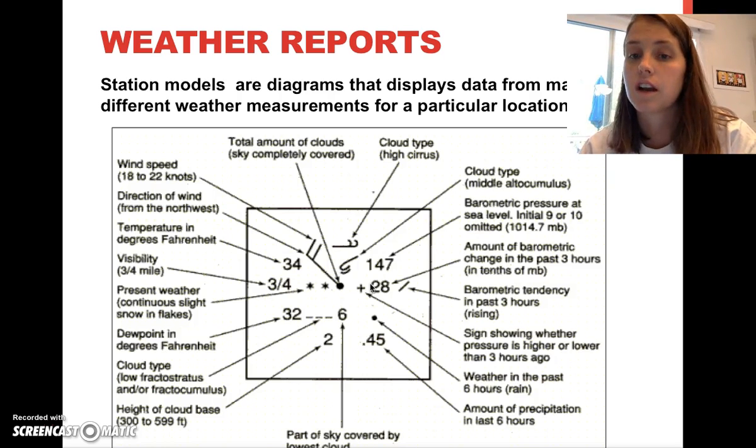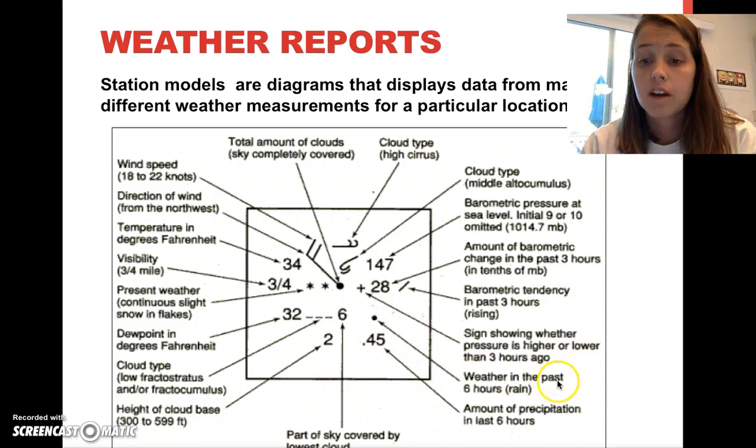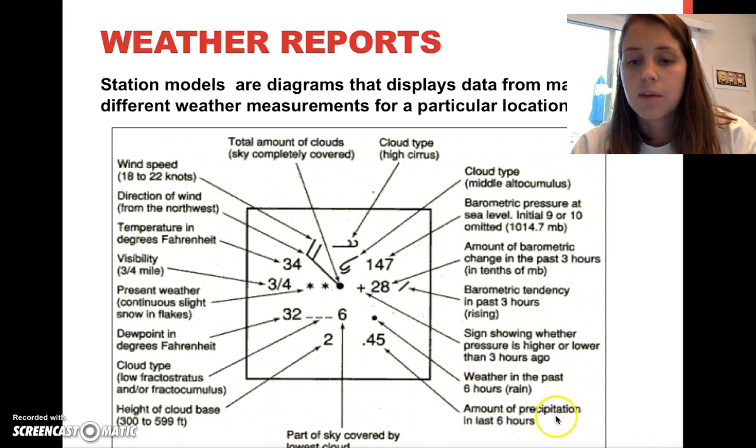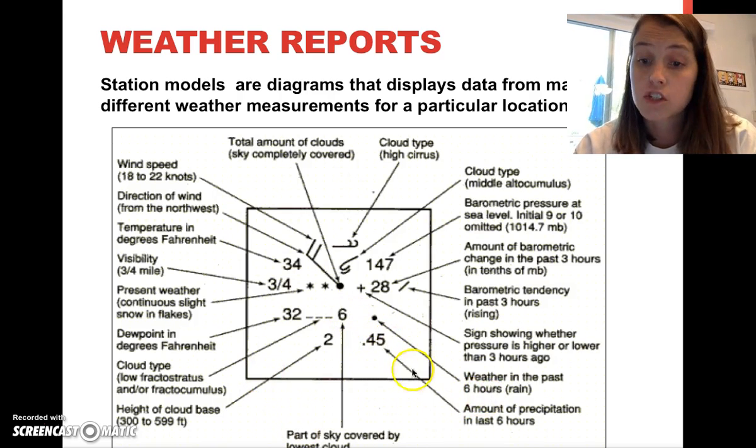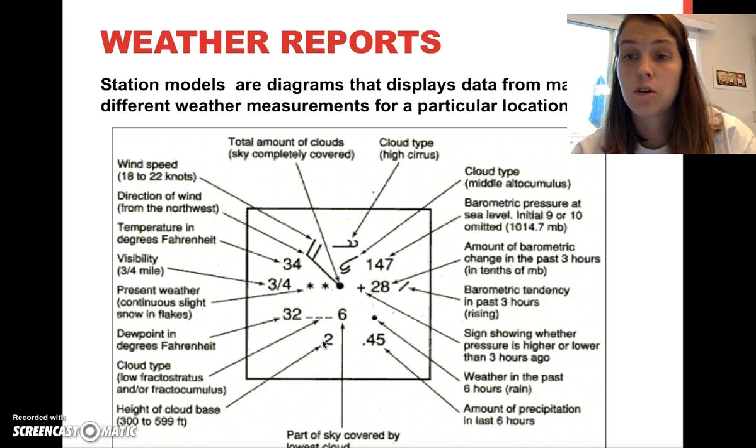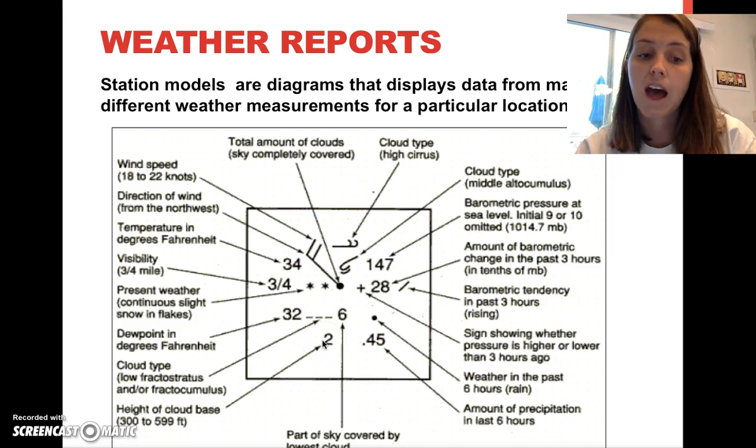Remember, we talked about high pressure and low pressure and the temperatures of those air pressure systems. Then we have a sign showing whether the air pressure is higher or lower, and then whether in the past 6 hours we've had rain, and you'll see those on there, on the thing I'll show you in a sec. Then we have the amount of precipitation in the last 6 hours, so how much has actually fallen. Then the part of the sky that's covered by the lowest cloud, and the height of the cloud base. Sometimes it's really low and you know the clouds are really close to Earth's surface, and sometimes it's really high in the atmosphere.